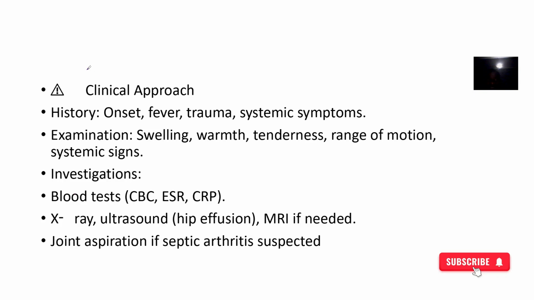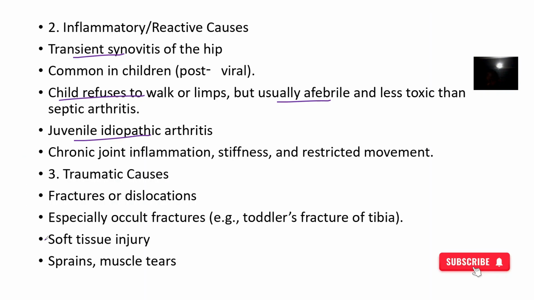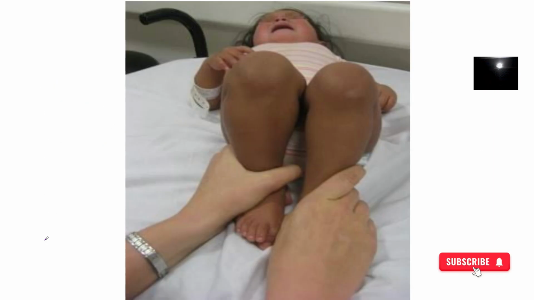Okay, so clinical approaches: first of all, you have to take a history, what happened, what went wrong. Then you do an examination, and investigations like blood tests, complete blood counts, erythrocyte sedimentation rate, C-reactive protein, x-rays, then ultrasound. Then joint aspiration, if there's an accumulation of synovial fluid in the joint, you basically reduce the amount.